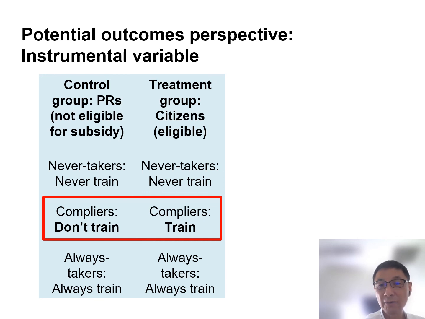In the language of potential outcomes, these are called compliers. The treatment group who do take the training are complying with the policy of getting the subsidy and undergoing training. The control group who don't train are complying with the policy of not getting the subsidy and not training. So that's where we see the difference in outcomes driven by the subsidy.